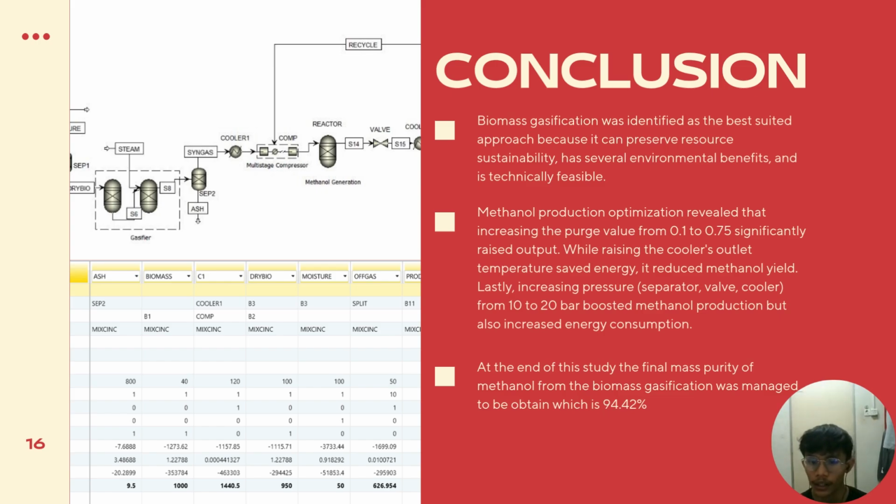the same time. To optimize the process, case studies were conducted and showed that by increasing the purge value significantly from 0.1 to 0.75, the product methanol mass flow will increase from 631.238 kg per hour to 768.148 kg per hour. Other than that, increasing the cooler's outlet temperature can decrease the energy consumption, but at the same time, it reduces the methanol yield. In contrast, raising the pressure from 10 bar to 20 bar for the separator, valve, and cooler increases both methanol production and the energy consumption.